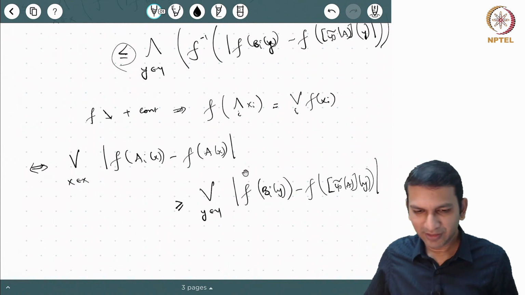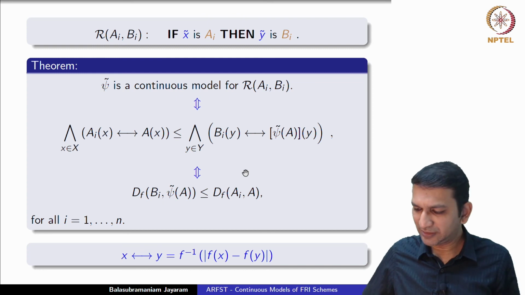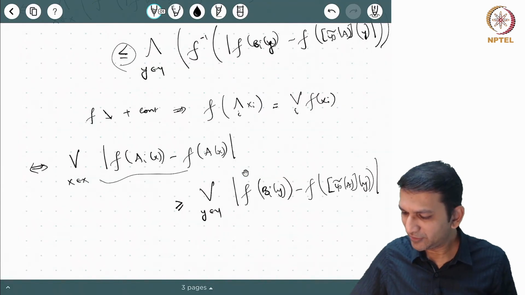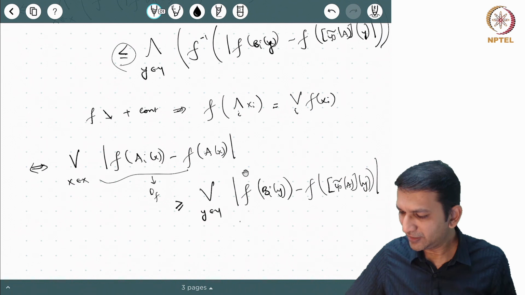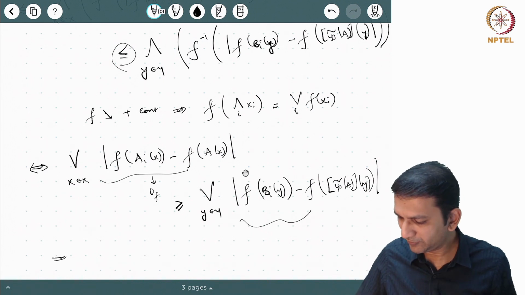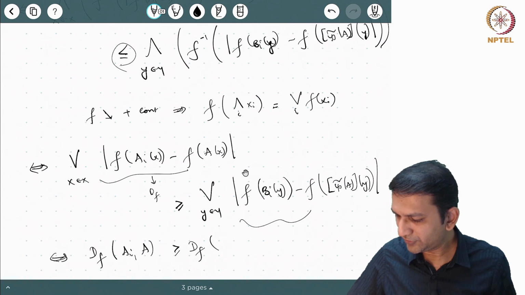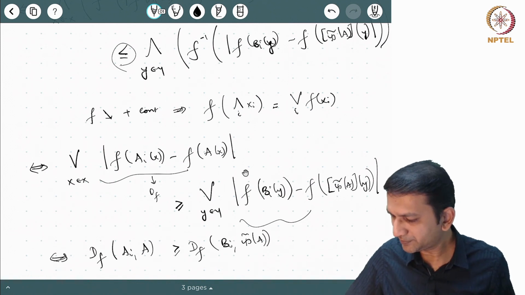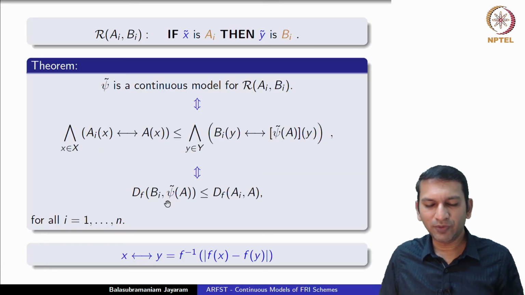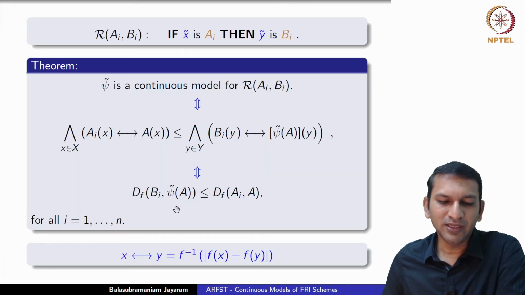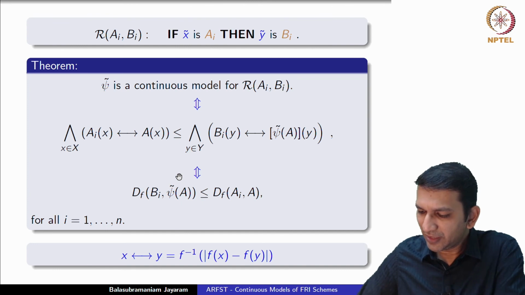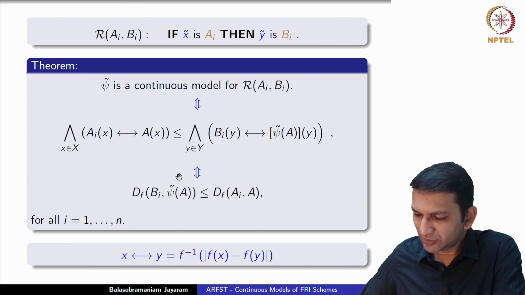Now clearly, if you look at it, this is essentially how you have defined df on a. So this is df of ai comma a greater than or equal to df of bi comma psi tilde of a. And this is exactly what we wanted to prove. And now you see that everywhere it is an equivalent statement that we have written. So it's a bi-implication.